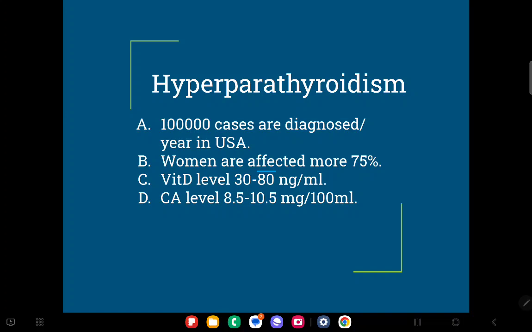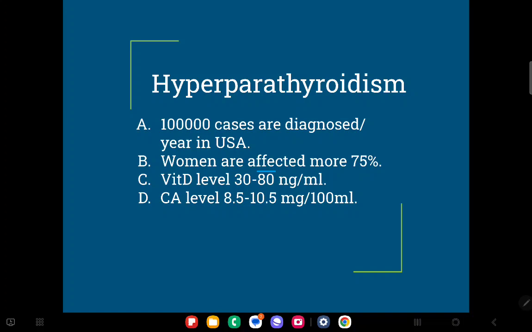Hyperparathyroidism, we don't have a very accurate statistic here. In the United States, 100,000 cases are diagnosed annually, and women are more affected than men. In every 4 patients, you will find 3 female and 1 male.